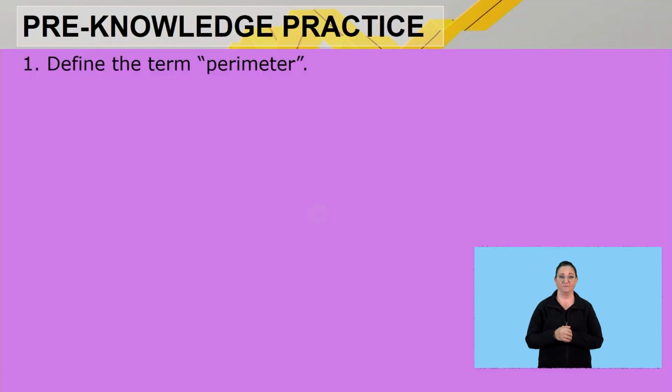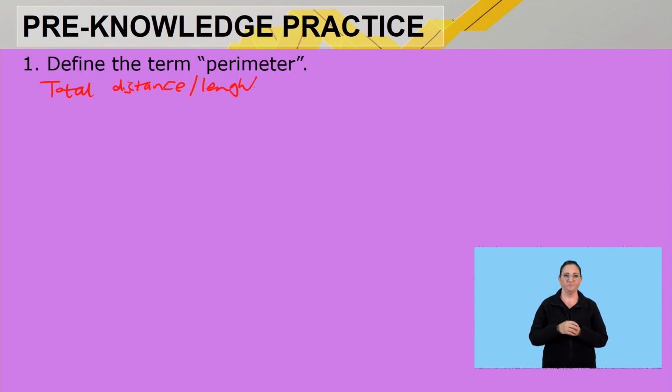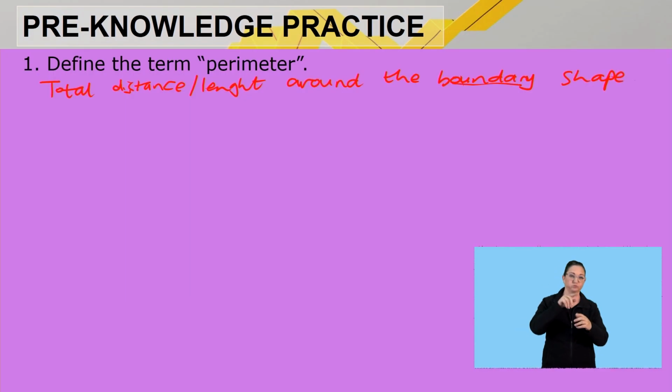Okay, so let's do a quick practice, and I want you to answer these questions with me. The first question says, define the term perimeter. So what is perimeter? We can basically say that perimeter is the total distance or length around the boundary of any geometrical shape. So it's basically the length around the boundary of a shape.